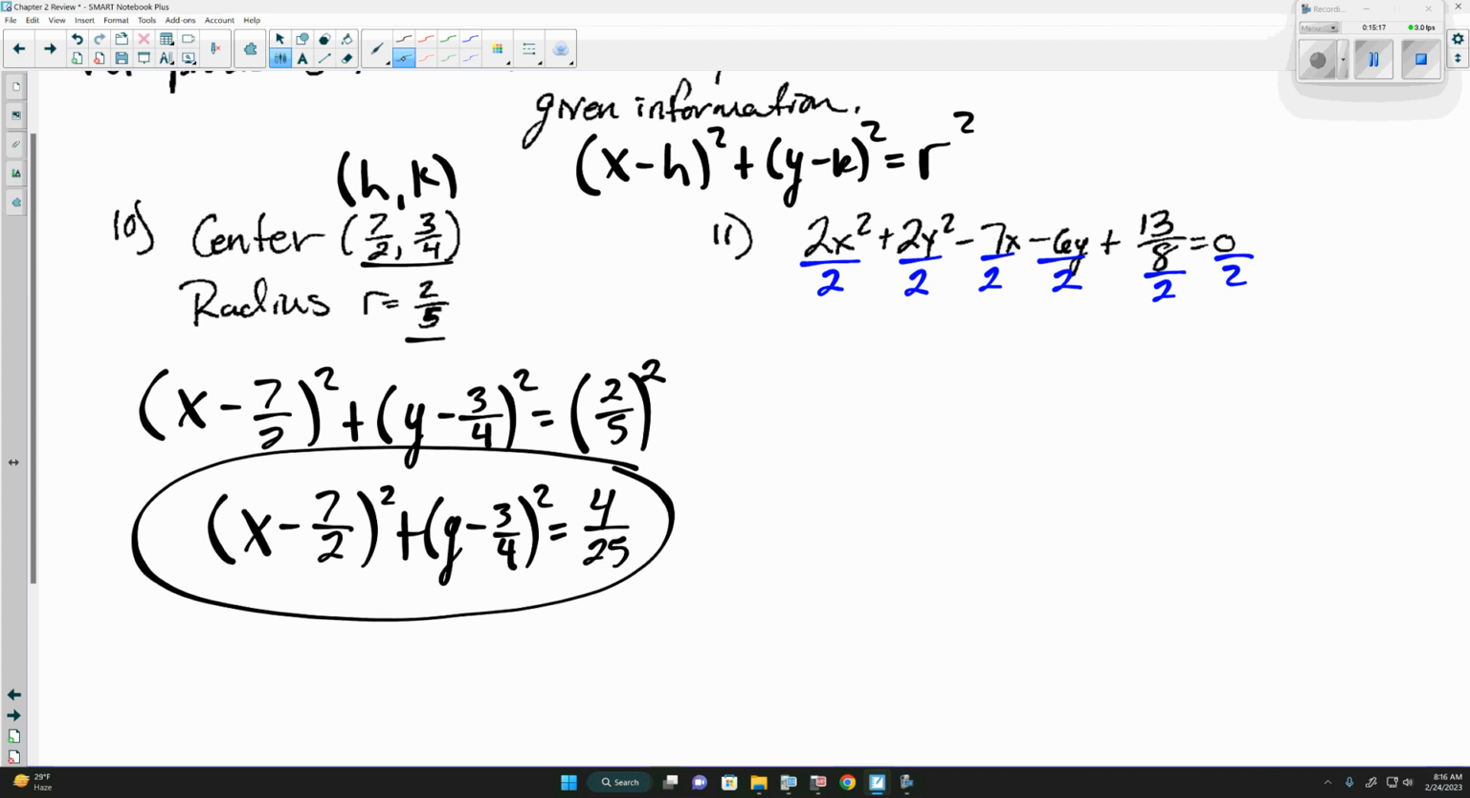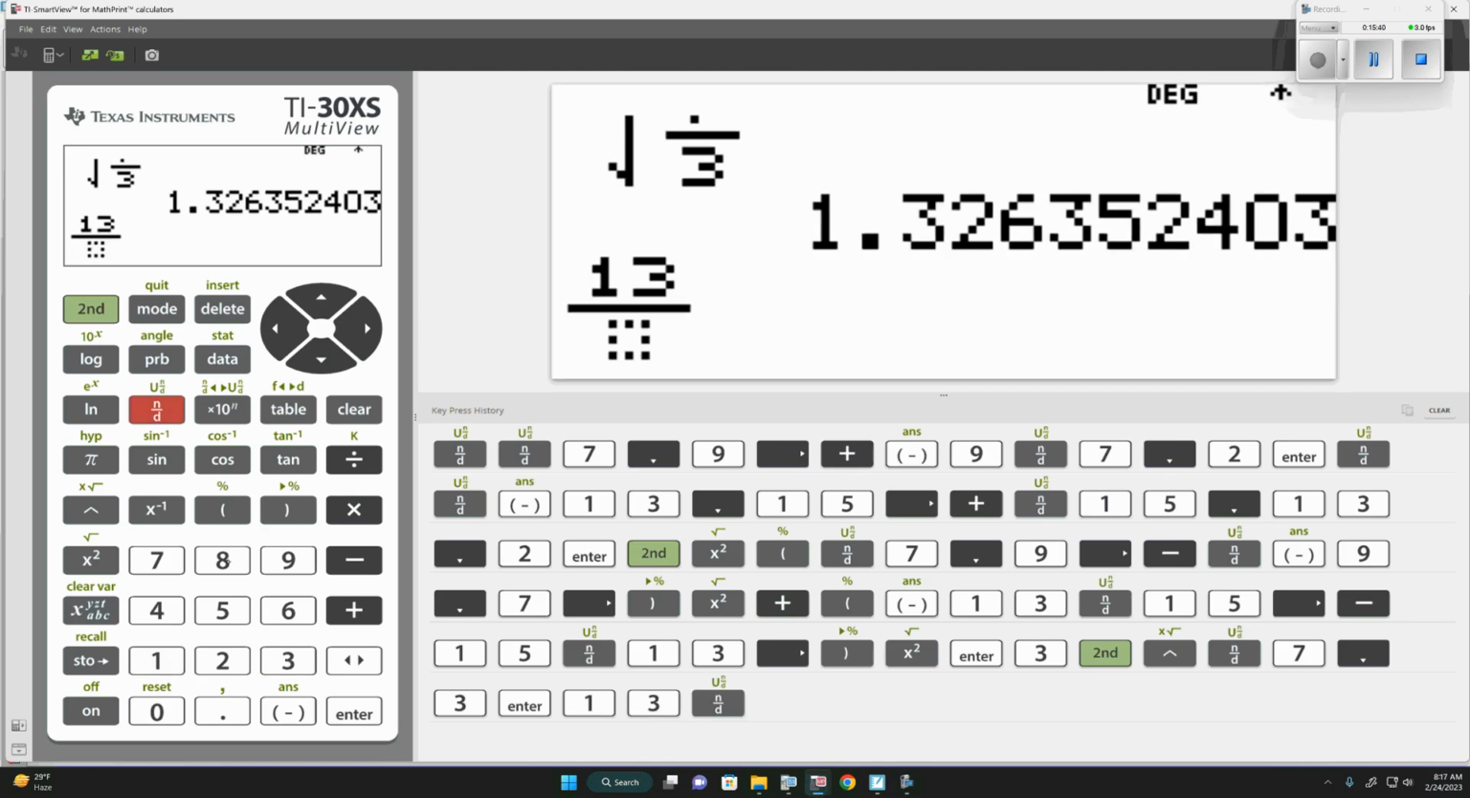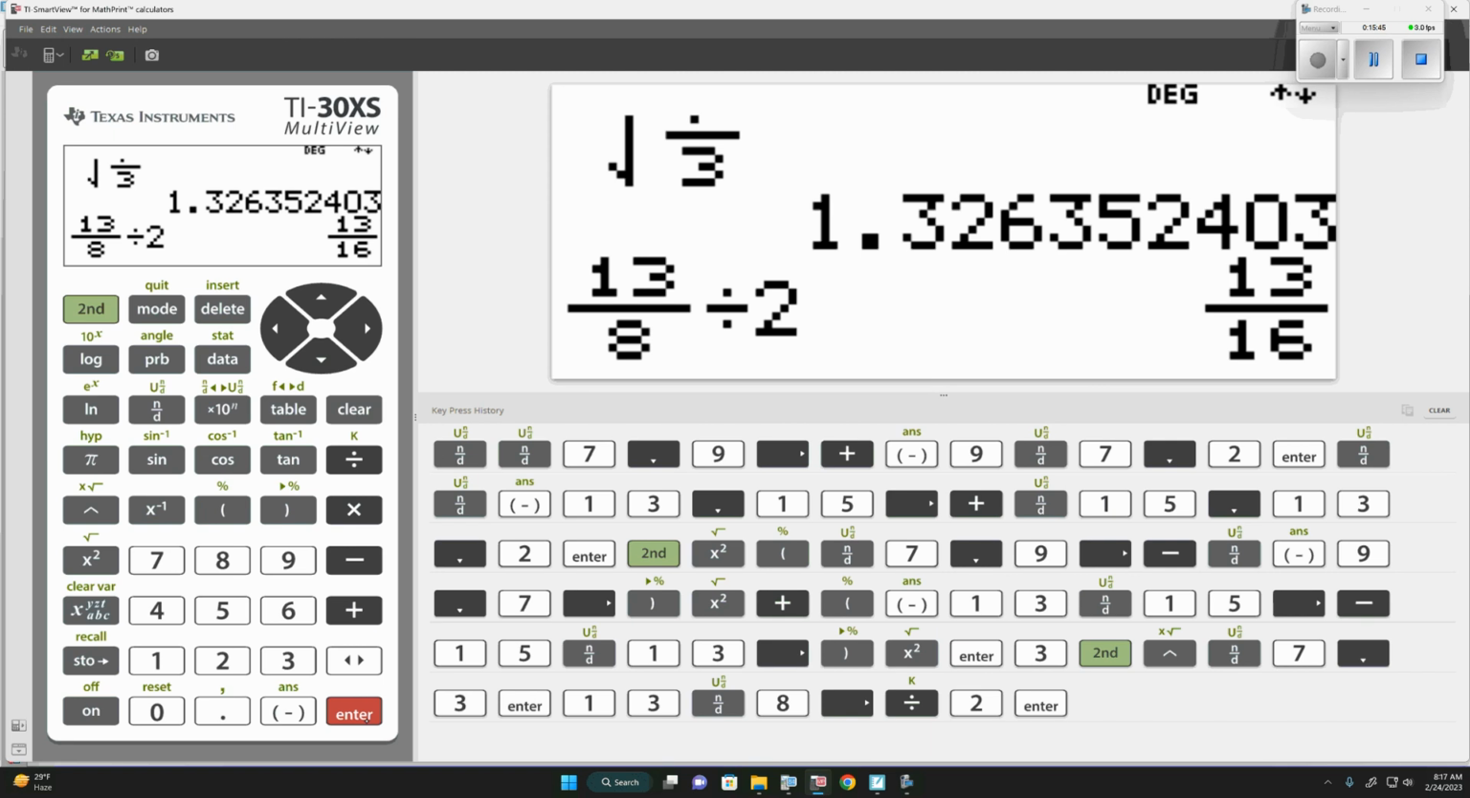2x squared divided by 2 is going to be x squared. 2y squared divided by 2 is just y squared. Minus 7x divided by 2 is just going to be 7/2 x. Minus 6y divided by 2 is 3y. Plus 13/8 divided by 2. We can just do that in a calculator. 13/8 divided by 2 is 13/16.